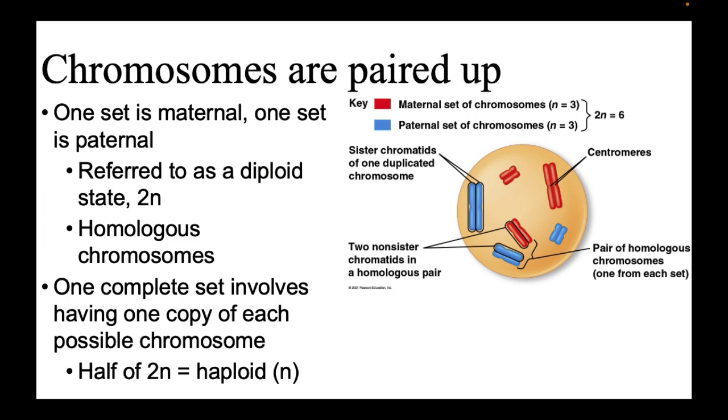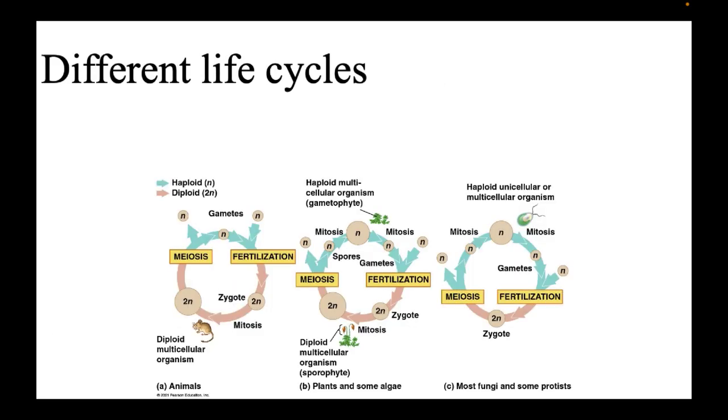If you have only one complete set, so half of that diploid number, we call that being haploid, or single N. So if I were to look at this cell here, I count 1, 2, 3, 4, 5, 6 chromosomes in there. So the diploid number is 6. The haploid number is half of it, 3. The haploid number also tells you the number of pairs. So I have 1, 2, 3 pairs of chromosomes in there.